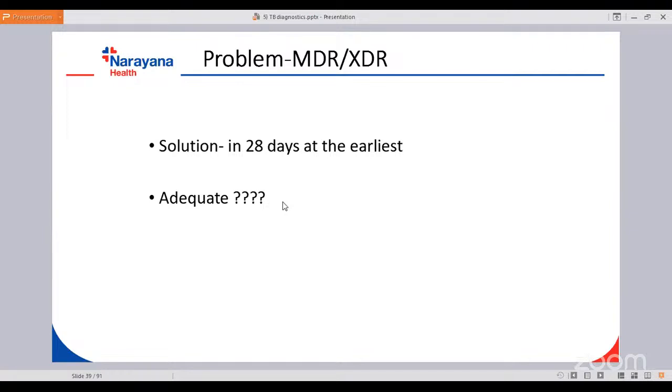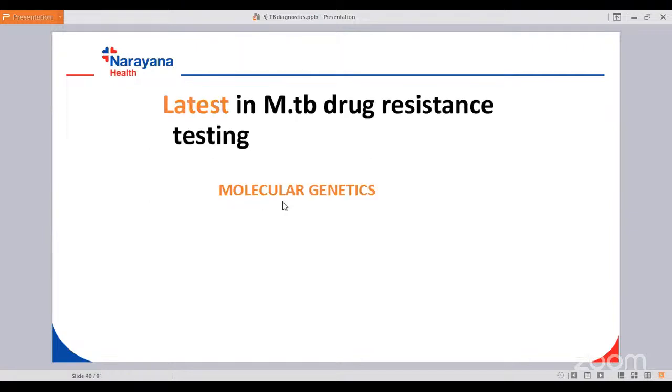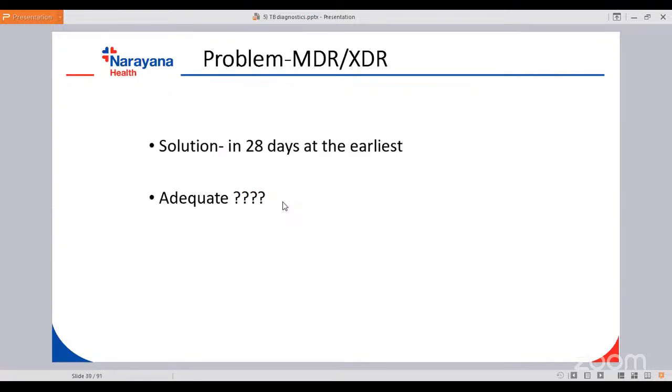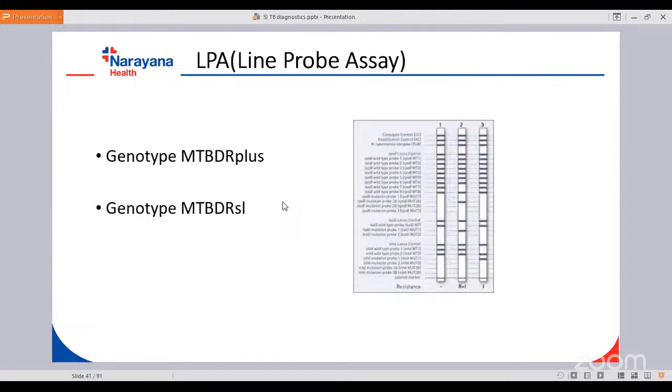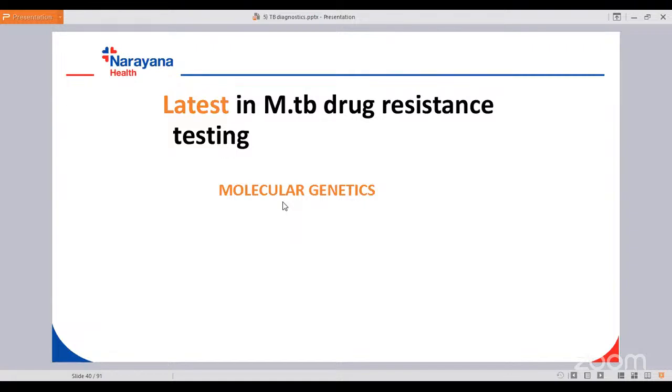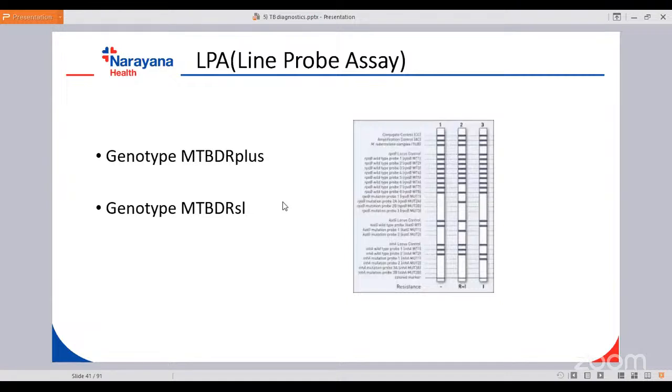But you're getting a result in a month's time. Is it adequate enough? Because all of this takes time, 2 weeks to grow the organism and 2 weeks to do the susceptibility, you have a result in a month's time. Other tests came to our rescue in knowing whether the organism is drug resistant, whether it's MDR or XDR. Molecular genetics came to the rescue. There are 3 or 4 different tests that can be done. First is line probe assay, which we've been using for the past 10 to 12 years.